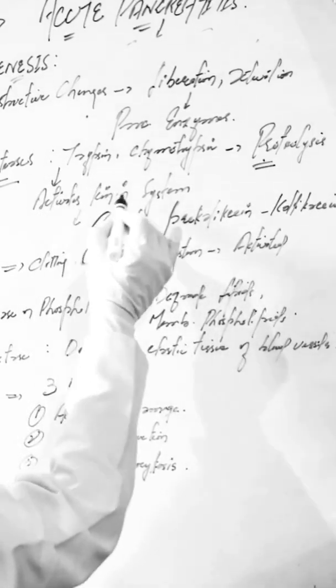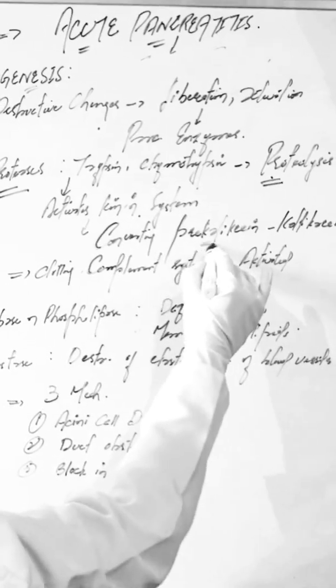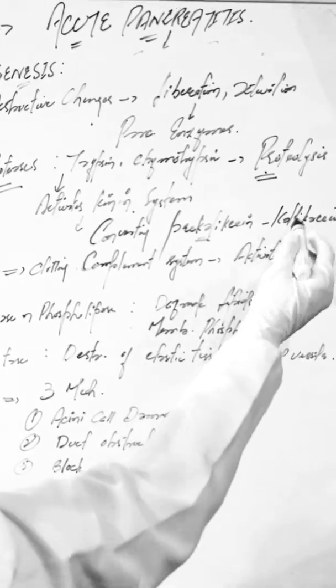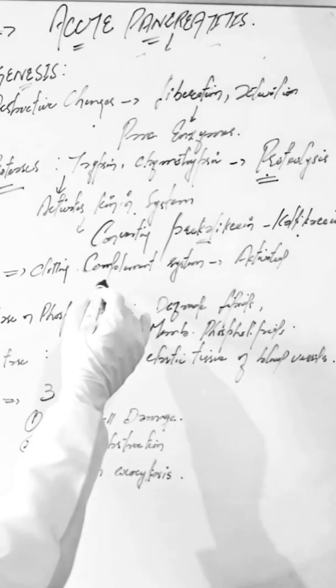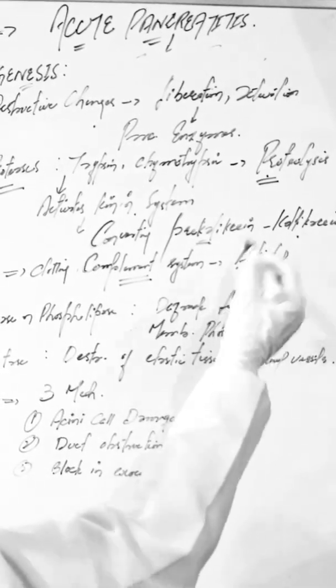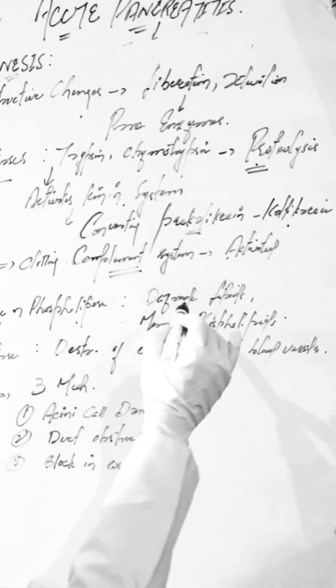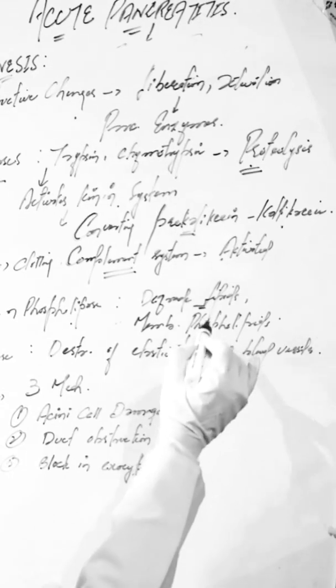It activates the kinin system. Kinin system will activate, then convert kallikrein into what? Into kallikrein. And what will happen? The clotting and complement system will get activated. Okay. Now the second group is the lipase and the phospholipase. They degrade lipids and membrane phospholipids.